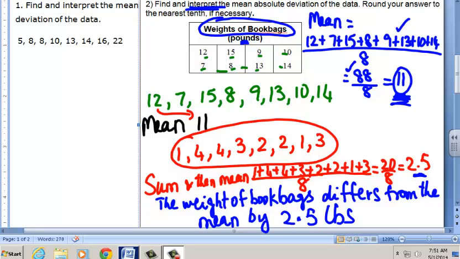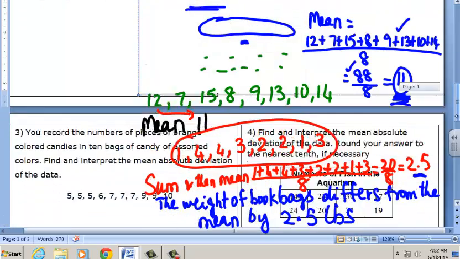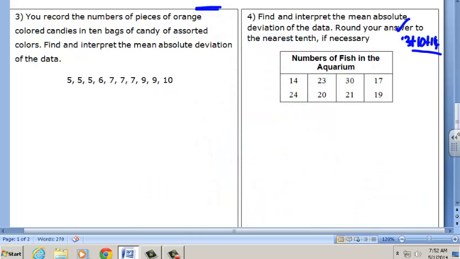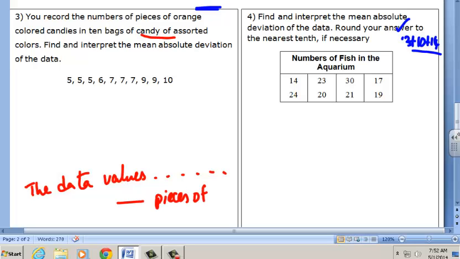Okay. All right. Let me quickly show you what I mean by interpretation in the rest of the problems. In number 3, what I need you to do is to look at the bags of candy. So your final interpretation would be something along the lines of the data values differ from the mean by an average of so many pieces of candy. So that's how you're going to say it.